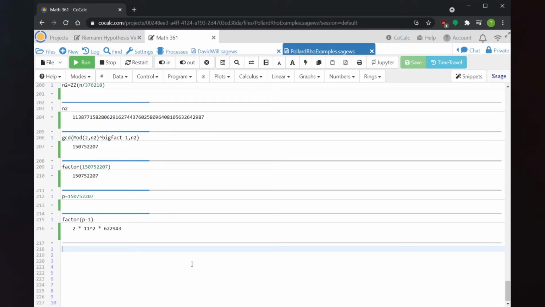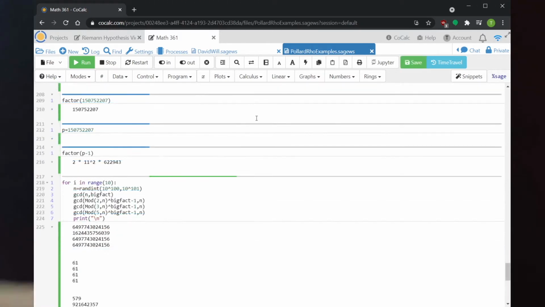So, just to see how this works in a few random cases, I'm going to have Sage generate us a few random 100-digit numbers, and then I'm going to have it, for each of those 100-digit numbers, tell us, first, what the GCD of the number is with a million factorial. So that is, what's the product of all of the factors of this random number that happen to be less than a million. Then, I'm going to calculate this GCD of 2 to the million factorial minus 1 with n. And I'm also going to do that with 3 to the million factorial and 5 to the million factorial.